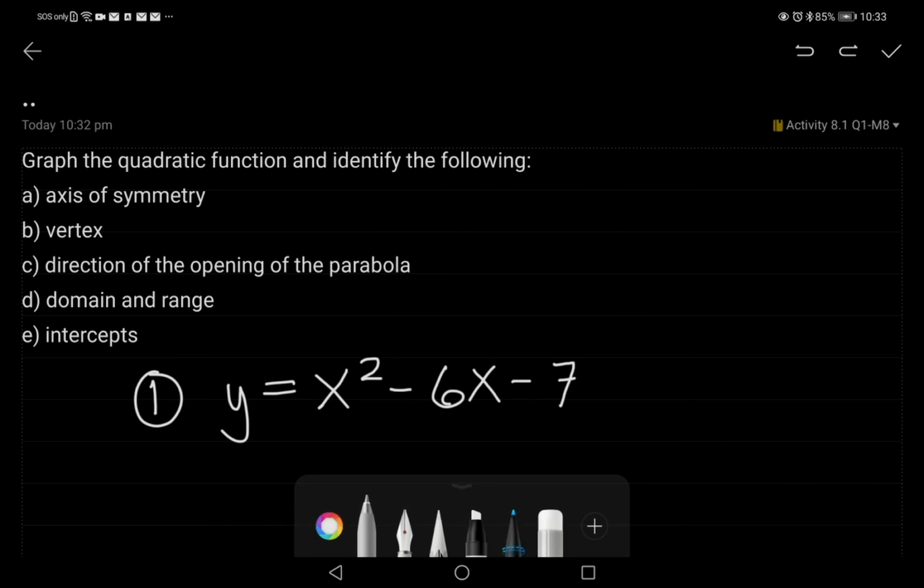This video will focus on graphing a quadratic function and identifying the following: axis of symmetry, vertex, direction of the opening of the parabola, domain and range, and intercept. So we have here problem number 1. y equals x squared minus 6x minus 7.